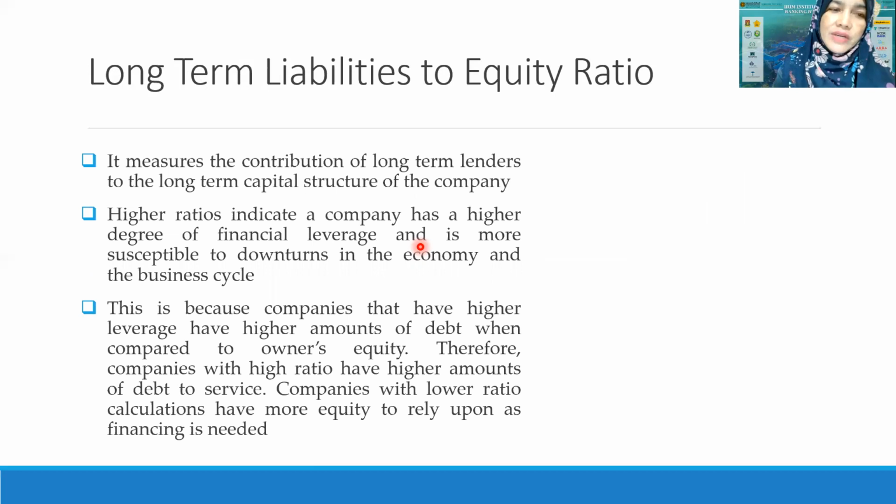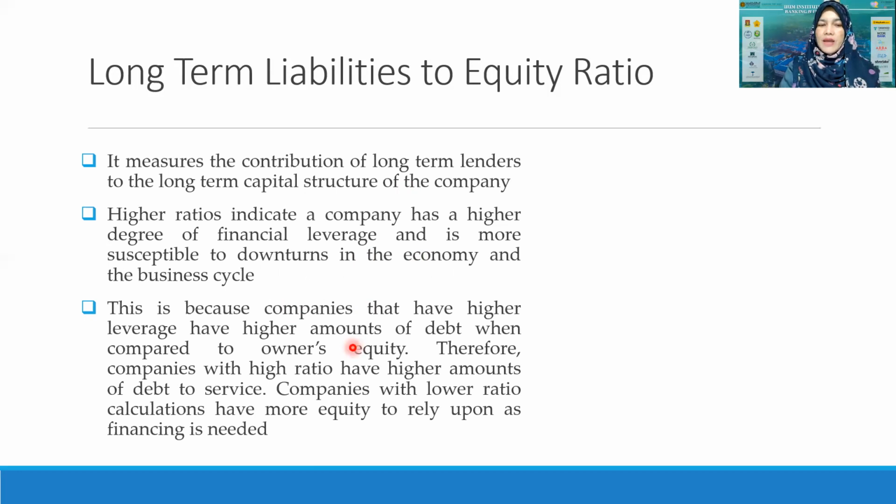Okay, this is the first one, long-term liability to equity. It measures how much long-term liabilities compare to equity. A higher ratio indicates a company that has a higher degree of financial leverage and is more susceptible to downturns in the economy and business cycle. Susceptible means it is fragile. If there is an economic downturn or financial difficulties, definitely the company will have problems, because they rely much on debts from third parties.